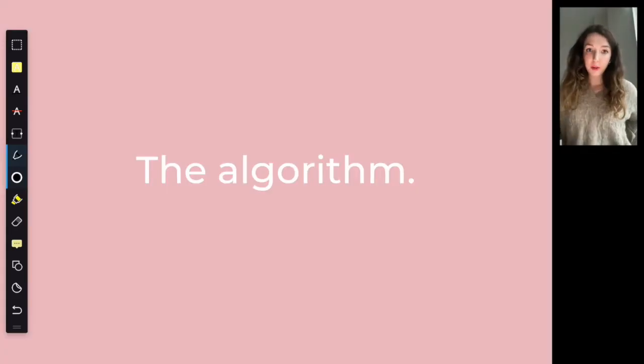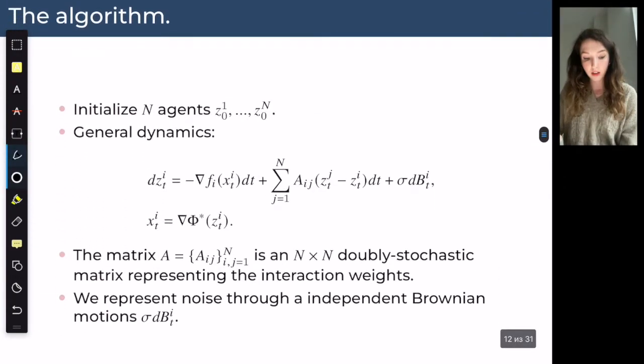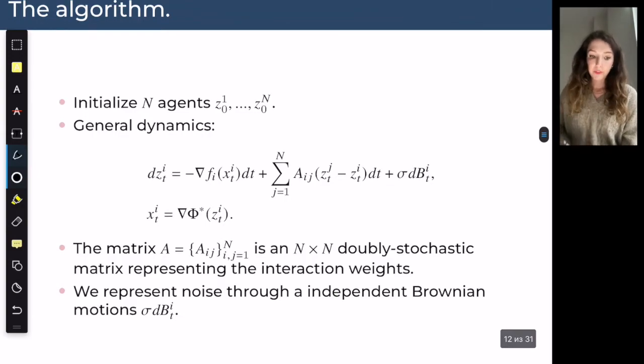All right, so that was the brief introduction into mirror descent, and let's now look into the algorithm that we want to use, which is this distributed form of mirror descent. So the full algorithm for distributed mirror descent, the first one that we're going to look into, is the following. We basically have, again, capital N agents. We say we initialize these N agents to be Z1 up to Zn at time 0.